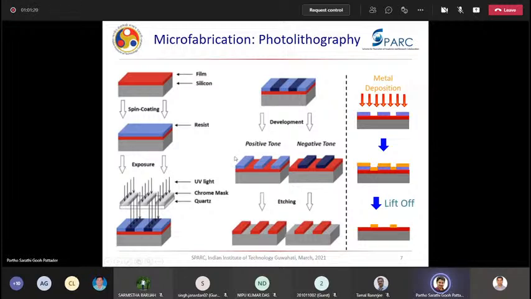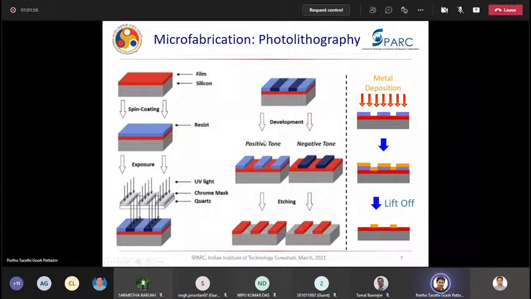And if cross-linking occurs when it is interacting with this light, then we call it a negative tone resist. If the molecules are getting smaller and smaller in the case of positive tone resist, we wash it with a chemical called developer. So we wash that material out. You see, where it interacted with the light, this dark region is gone when we are developing it, if this is a positive tone resist.